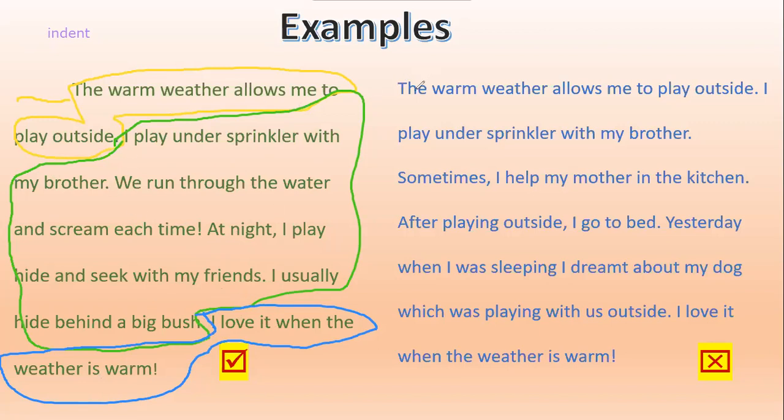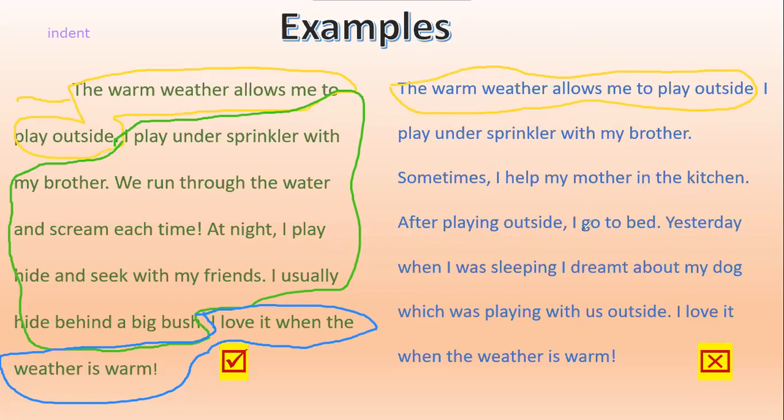Now let's see the second paragraph. Here also, the warm weather allows me to play outside, the same topic sentence, but how is this main idea developed? I play on the sprinkler with my brother. Okay, fine, when it's warm weather you play, it's related, good. Sometimes I help my mother in the kitchen. Here a new idea is coming up. The first main idea was not about helping mother or doing some work in the kitchen, but about playing outside when it's warm, right? So another new idea has come, but in a paragraph there should be only one idea. It has to be built around one idea, okay?